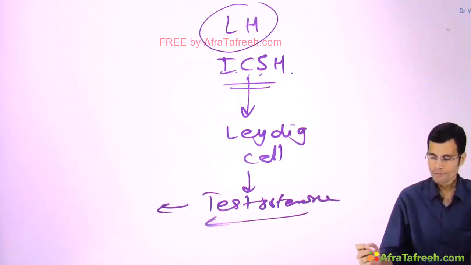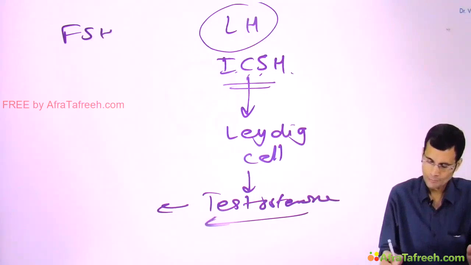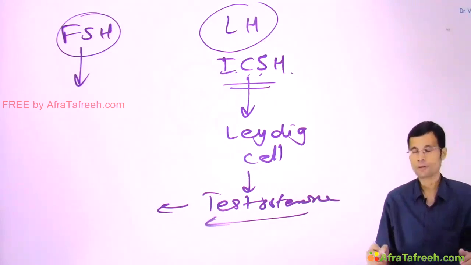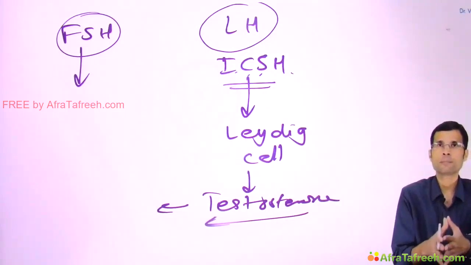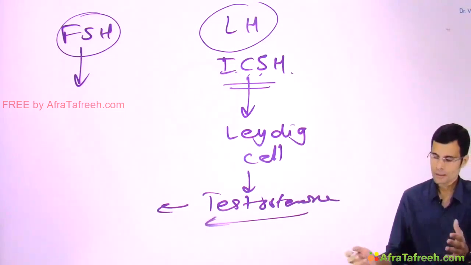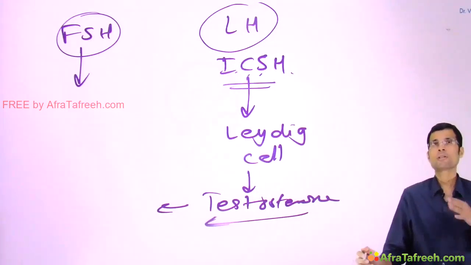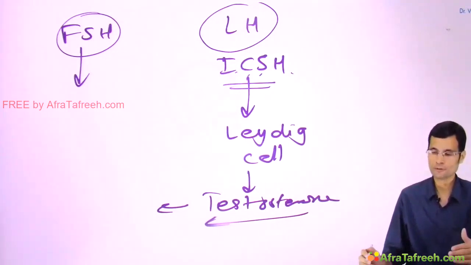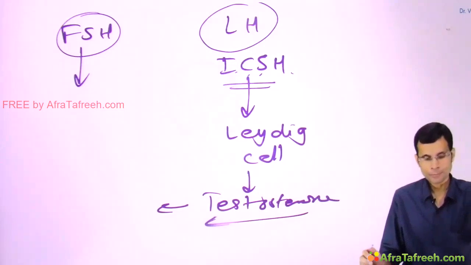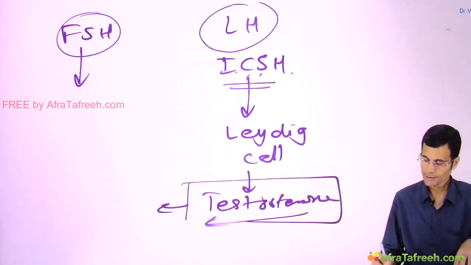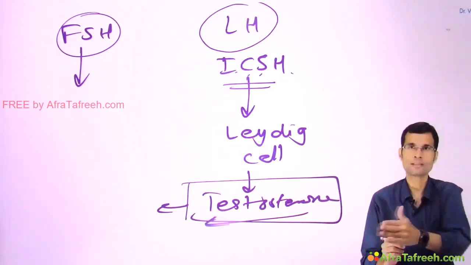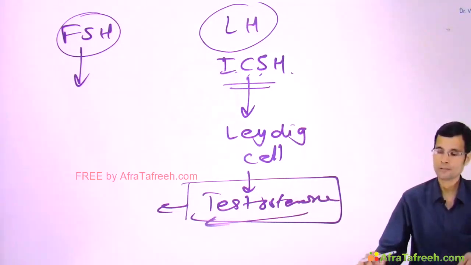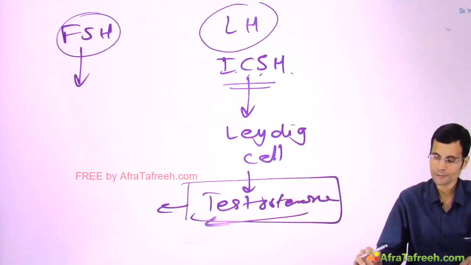And FSH, another factor necessary for the spermatogenesis. So FSH and testosterone, two important factors that influence this process of spermatogenesis. Pituitary gonadotropins LH, FSH, the testosterone by the Leydig cell, and the two cells, Leydig cells and Sertoli cells. These are the factors involved in the process of spermatogenesis.